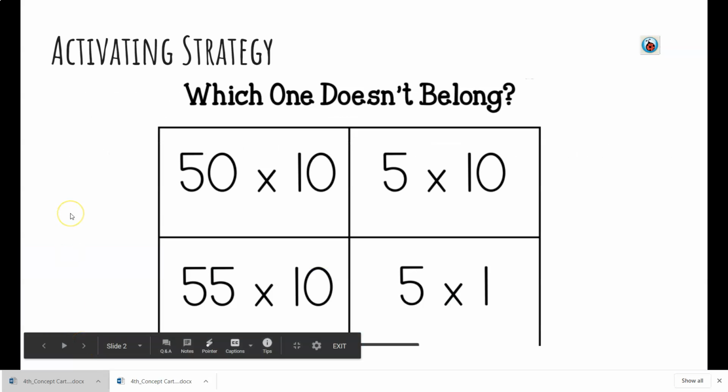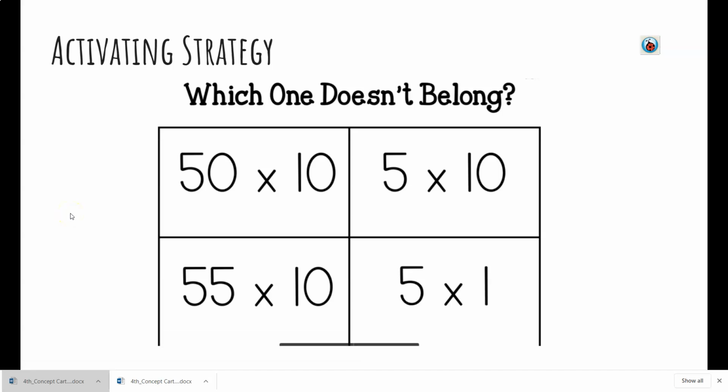I am so sorry. So go ahead and have your teacher pause the video while you think about these different expressions and which one doesn't belong with the others. We have 50 times 10, 5 times 10, 55 times 10, and 5 times 1. And remember, boys and girls, you have to be able to explain why you think whichever one you think doesn't belong. Okay, so let's pause for activating strategy and then I will explain today's work.